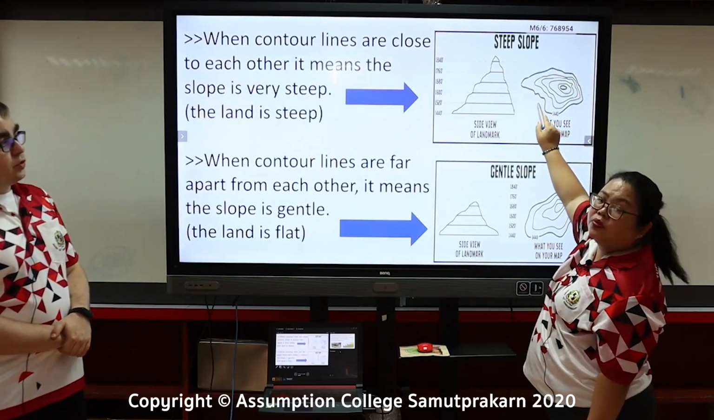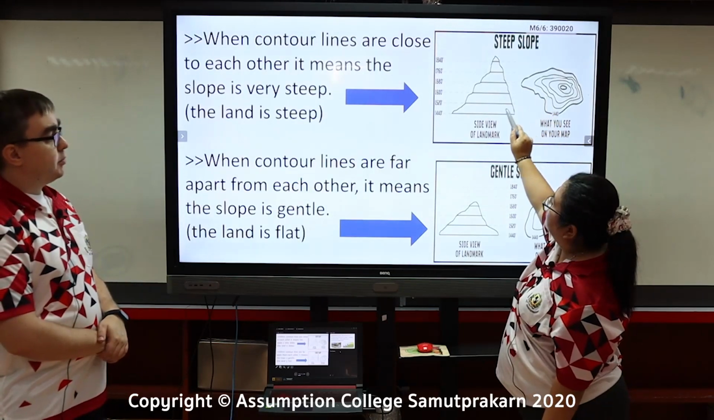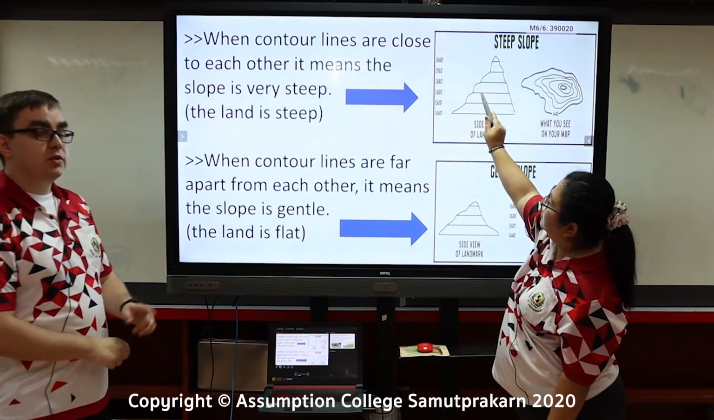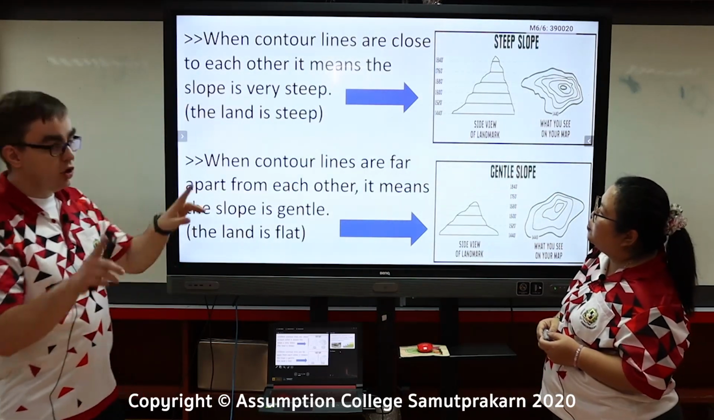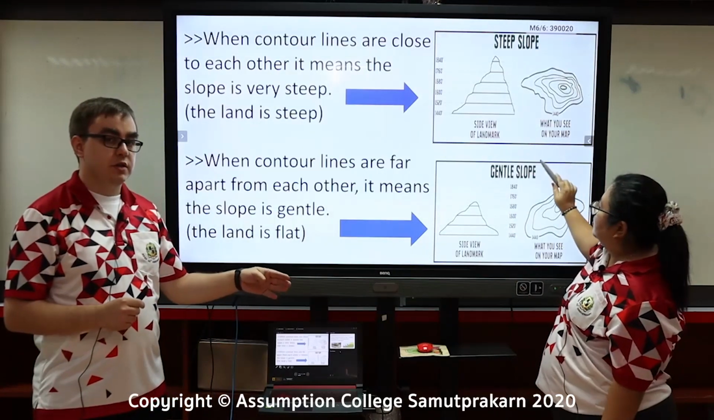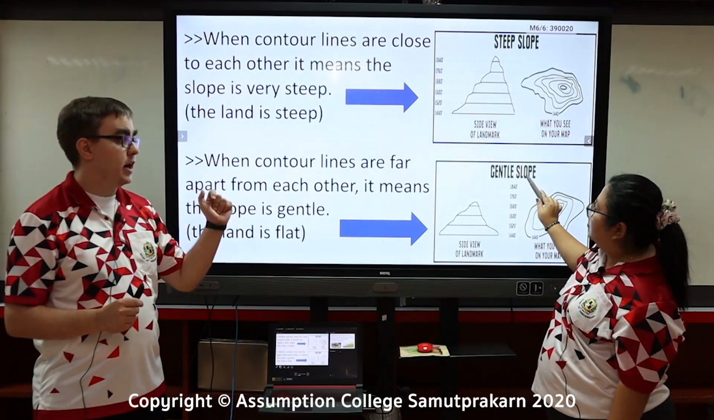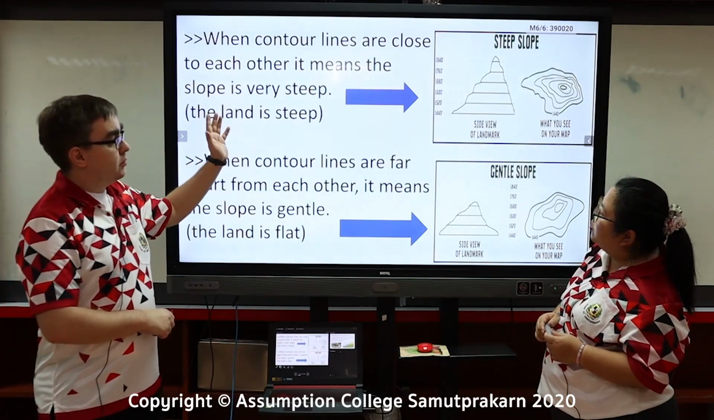Now, let's look at contour lines. What do they exactly mean? Not only elevation, but what about the distance between two contour lines? If the contour lines are close to each other, that means the elevation is steep or high. So the land is steep, for example here.